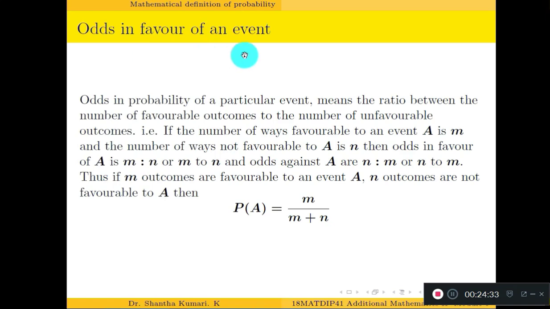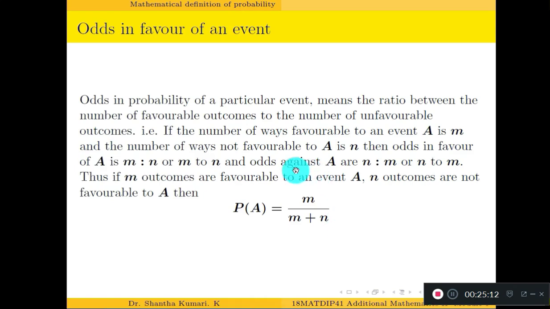Odds in favor of an event is one more condition which we may use in some problems. Odds favorable to an event usually means this type of ratio will be given to you: m is to n. Meaning is total cases are m plus n. Out of total m plus n, only m are favorable to the event A and the remaining n are not favorable to the event A. That's the meaning. So odds favorable to event A means the first entry is taken as favorable to A, m, and total m plus n. So when you write the probability, you need to write like this, m by m plus n.